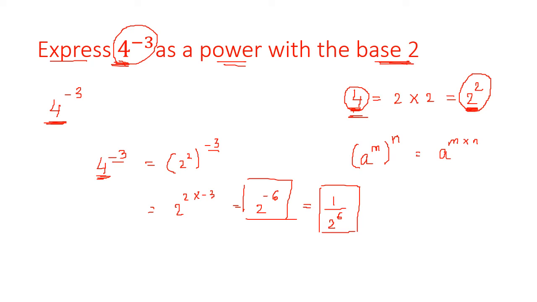So what have we done here? We have changed this number to a number with base 2. You can see the base has become 2. So this is the third type of sum, where you are taught how to change the base of a number. So I hope these sums are very clear to you now.